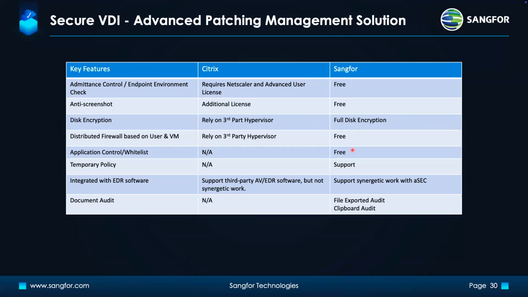You can protect your VM to VM traffic. You can say that VM1, or let's say that VM1 is being accessed by user one. You can say that this user should not access that VM or that server on port 3389. You can restrict that. Yeah, that is free and part of the platform itself. Now, application control, blacklist and whitelist, Citrix does not have that. We have that as part of the platform. Temporary policy, Citrix does not have that. You can build a temporary policy for temporary users within Sangfor.